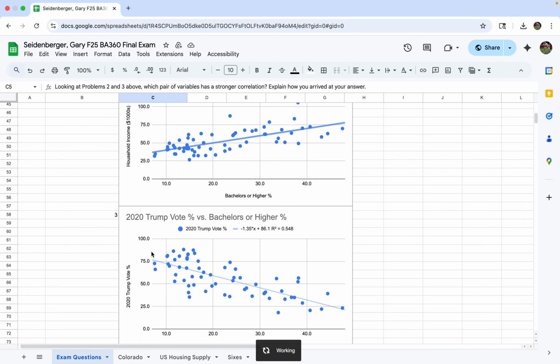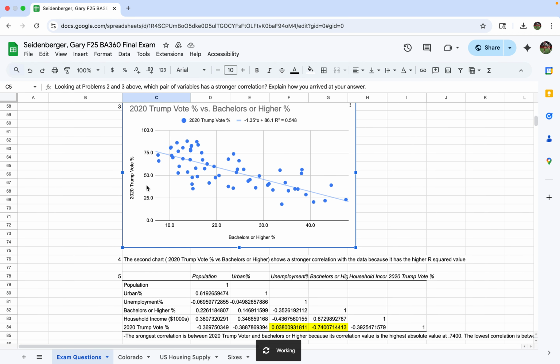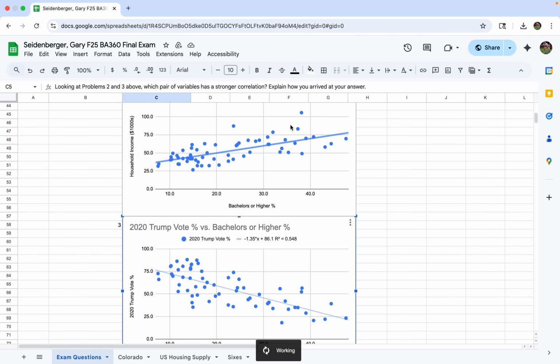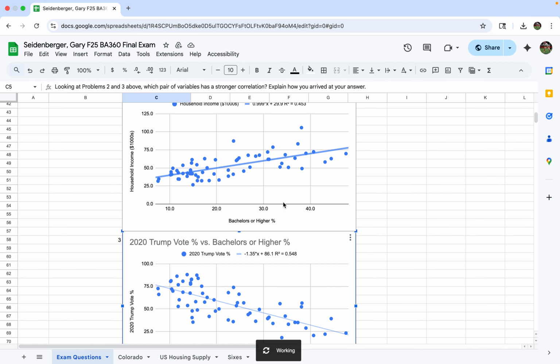And then between these two charts, the second chart shows the stronger correlation with the data because it has a higher r-squared value at 0.548, which is higher than the first one at 0.453.